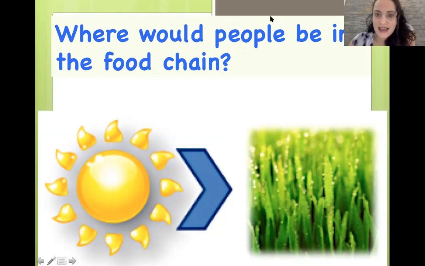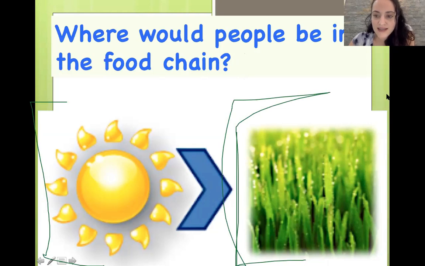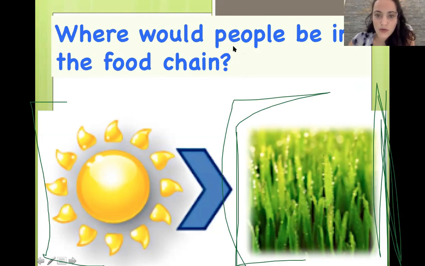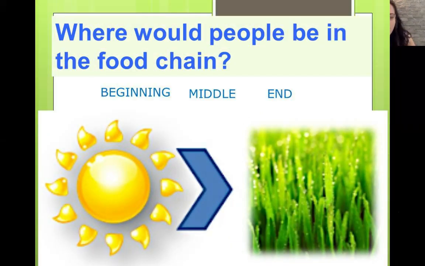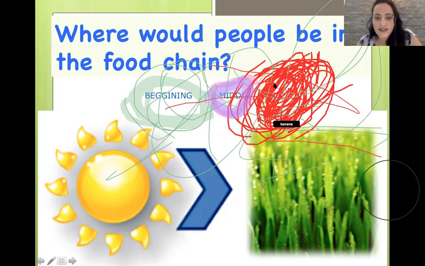Let's see, if the food chain starts with the sun, the middle is the grass and the animals that eat grass, and the end is the animals that eat animals. Where would people be? The beginning, the middle, or the end? Let's circle the one that you think, on 3. Ready? Get ready to draw. Circle where you think people are in the food chain. The beginning, near the sun, the middle, or the end? All right, we got some guesses. It looks like we have the most around middle and end and a few around the beginning.